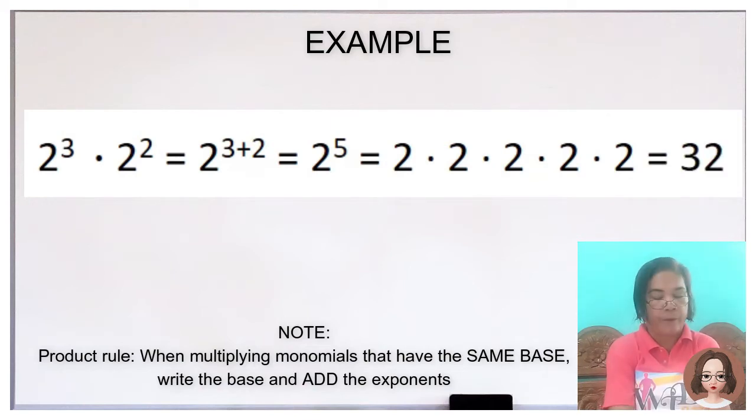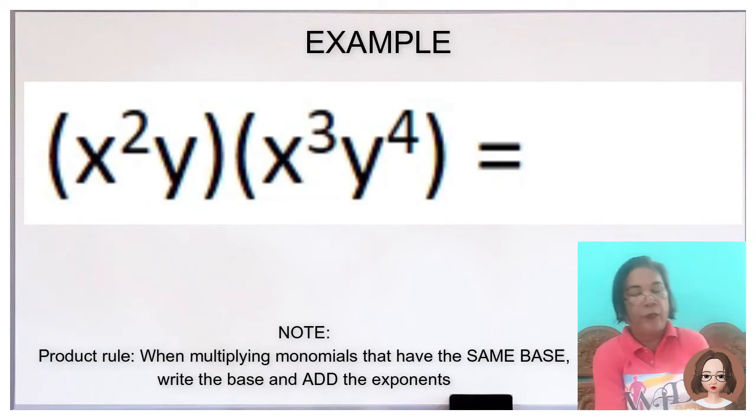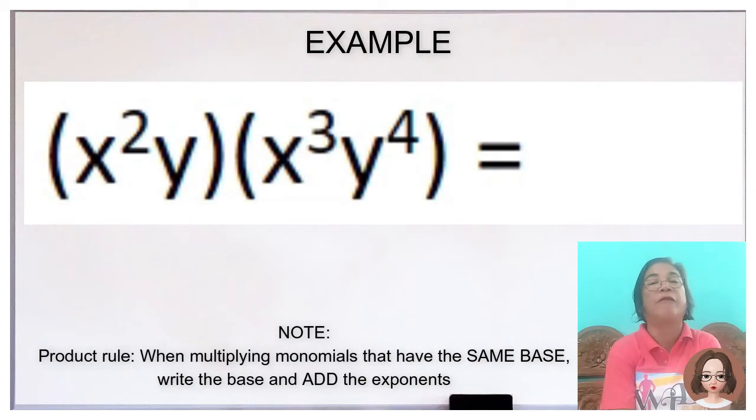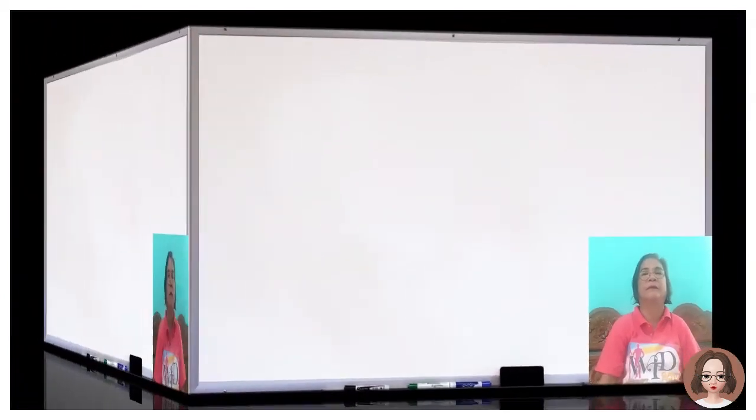Another example, if we have the expression x raised to the second y times x raised to the third y to the fourth, we now have the answer of x to the fifth y to the fifth.